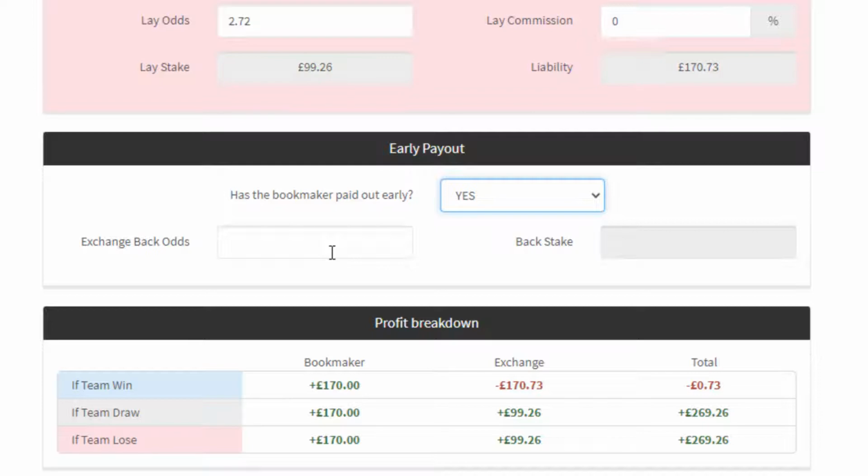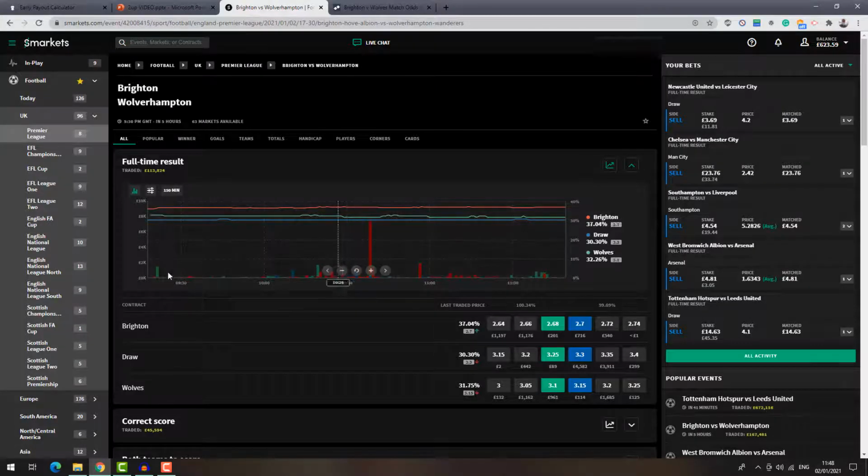It's super easy, and to do it just jump over to the exchange and let's just assume we use this game here. And we backed Brighton with a bookmaker and we laid Brighton with the exchange.